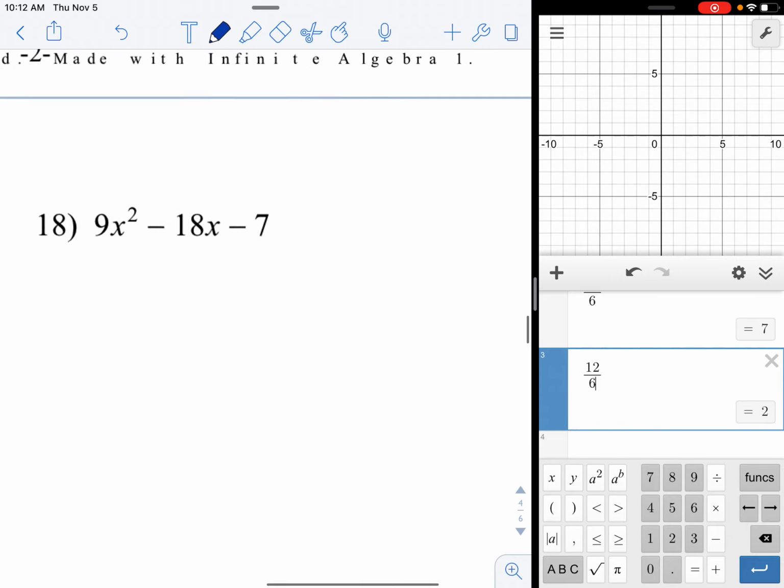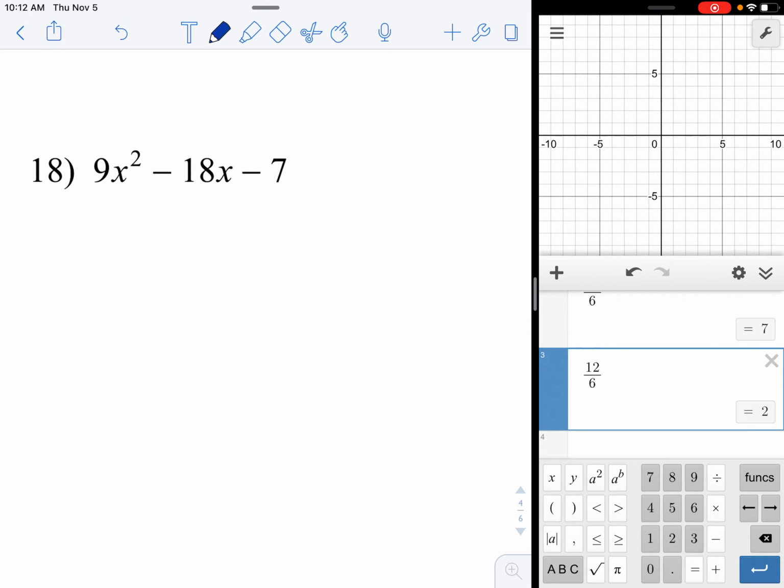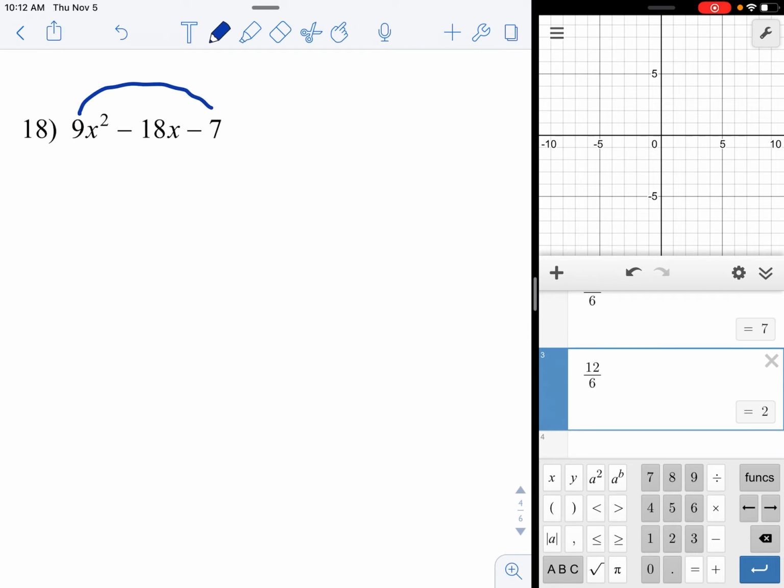Number 19, again, repetition. Just repetition for the sake of repetition, and make sure you get it. Multiply these first and last numbers. 9 times negative 7 is negative 63. Make a little table out of that. 1 times 63, plus, minus, minus, plus.